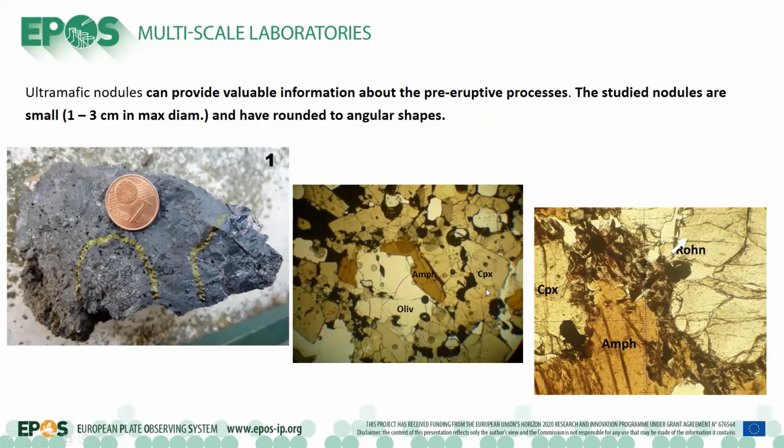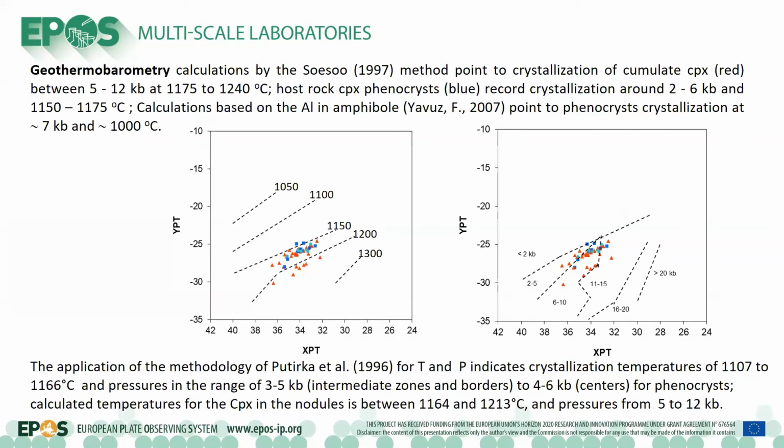So we analyzed all the minerals. And we performed geothermobarometry calculations to see the point of crystallization for clinopyroxenes. The results were not very conclusive, but we were able to constrain the depths of formation by finding the pressure of crystallization and the temperature of crystallization for the various analyzed nodules.